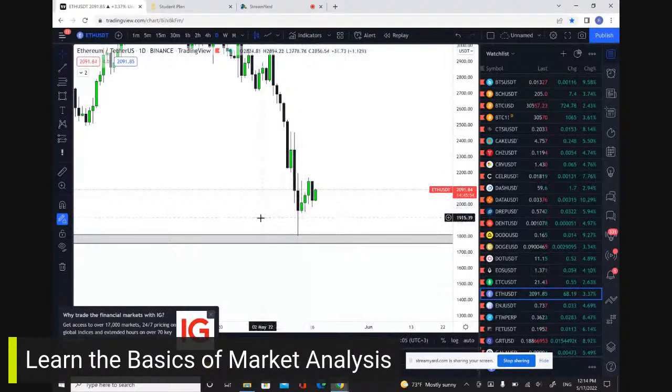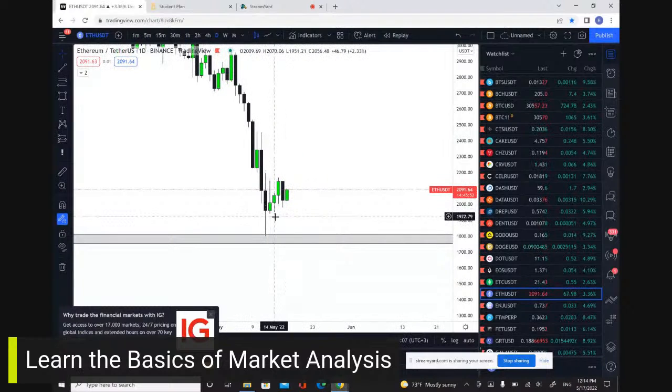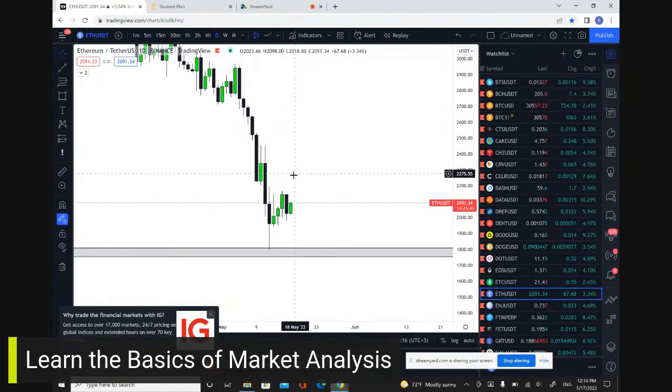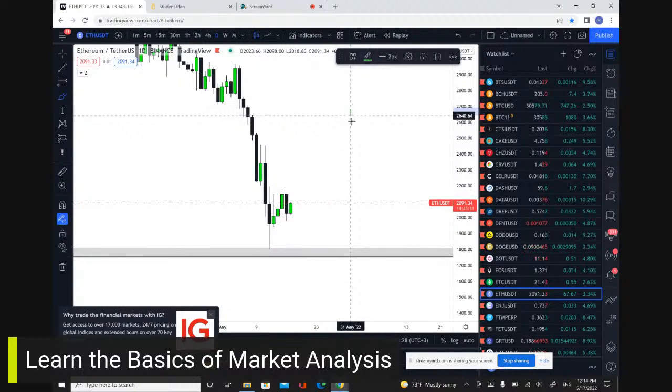Now let's talk a bit about candlesticks. What we can see is that the bullish candles are small while the bearish candles are big. Look at this candle, for example, on May 11. It's pretty big, right? Look at this May 13 candle. It's small. Why? Because we have a small body. So this is a candle.